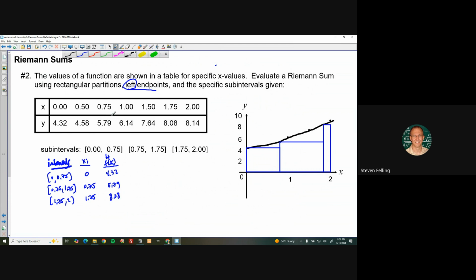So I can get the heights from the table for the selected x's, and then I'm just going to multiply those times the width. And that has to be the width of the interval. So this first interval goes from 0 to 0.75, so that means we're multiplying by 0.75, which gets me an area in this first rectangle of, and we multiply that all out, and it ends up being 3.24.